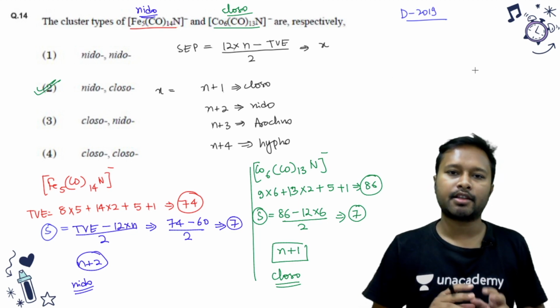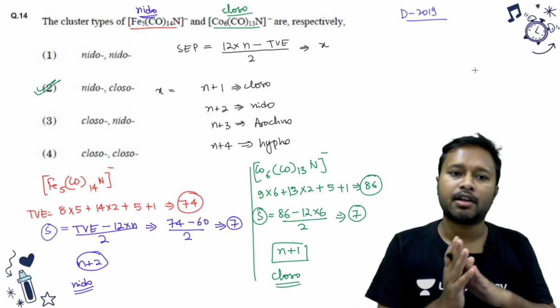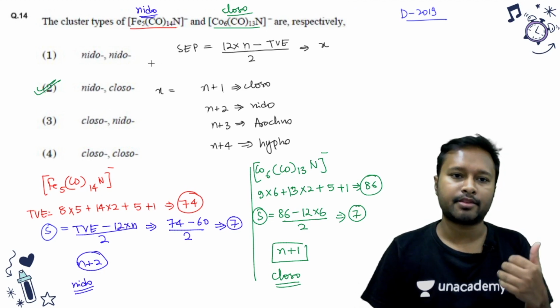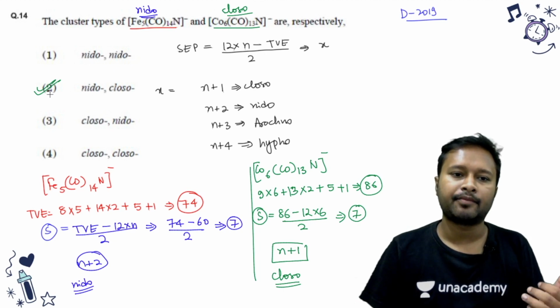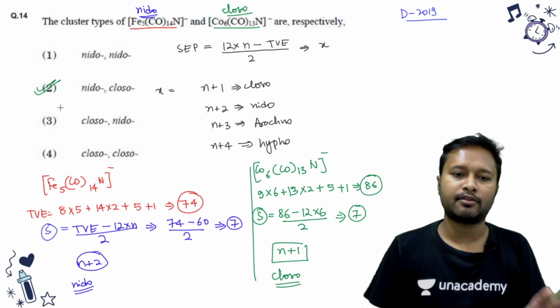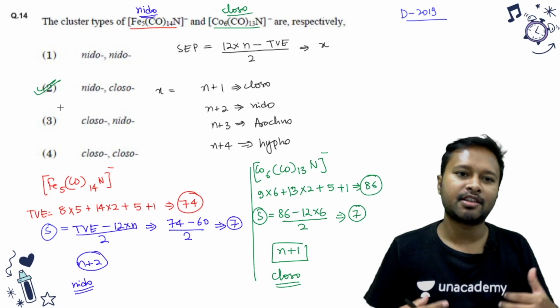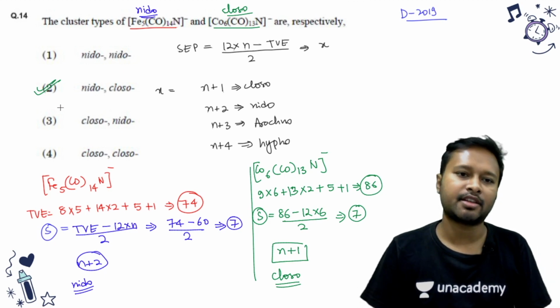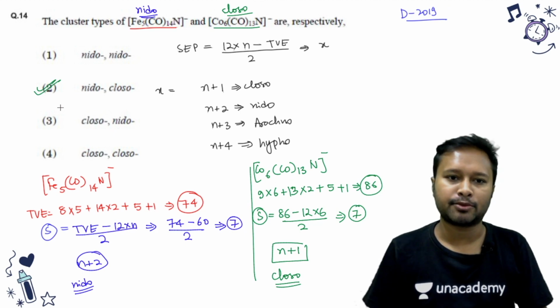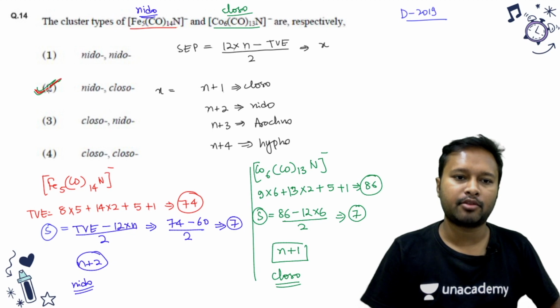In the CSIR NET answer key, when the answer key was published, the answer was nido and nido. But as per the reference and as per the method, it goes option number 2. Later on, I guess the answer has been corrected. If it was not corrected, do let me know in the comment section, okay? As far as my knowledge, the answer earlier in the answer key was nido and nido, and later in the updated answer key, they changed it to nido and closo. Alright, so this is how it will be done, and the correct option will be option number 2.